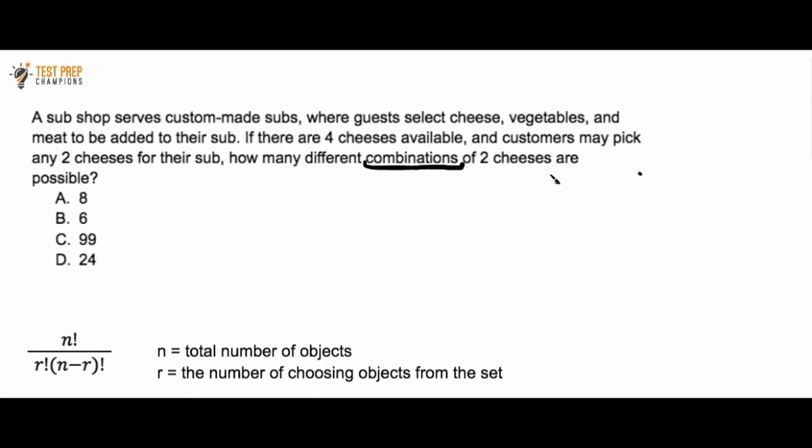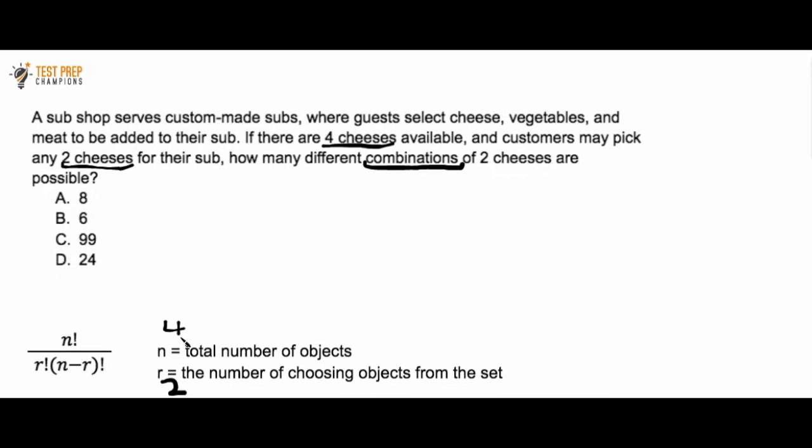So basically here, it tells us that customers may pick 2 cheeses. So the total number of choosing objects in the set is just going to be 2. So r is going to equal 2. N is the total number of objects, and since here there's 4 cheeses available, n is going to be 4.